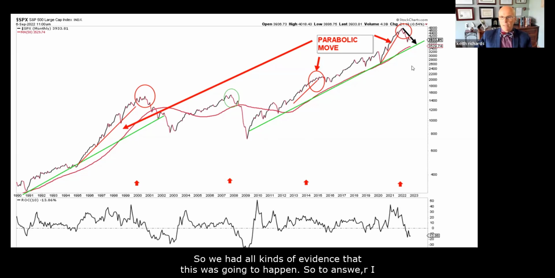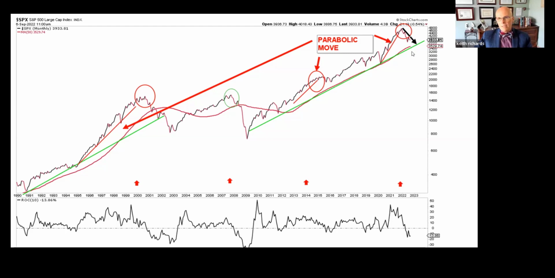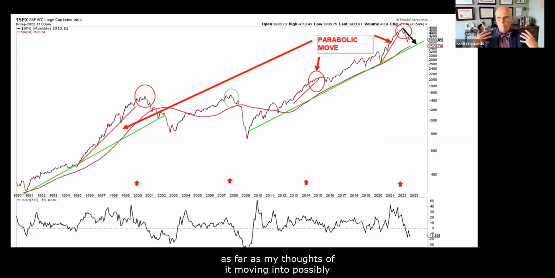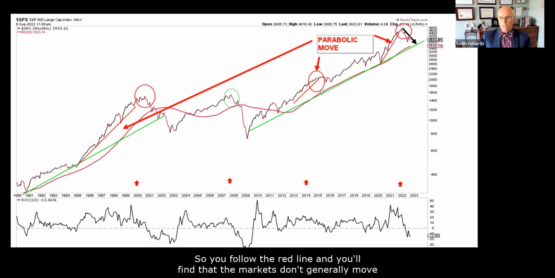To answer, I think it was Sam's question, how low can the market go? Well, it's anyone's guess. In fact, I just wrote a blog the other day with my thoughts on it possibly moving into a sideways period where we don't go any lower than the recent lows. My thoughts right now, though, is that the worst case scenario is it'll probably move into where the trend line touches. And you'll notice this 50-month moving average, it's a big moving average, has been pretty darn good support over most bull markets. You follow the red line and you'll find that the markets don't generally move below unless it's a major crash.